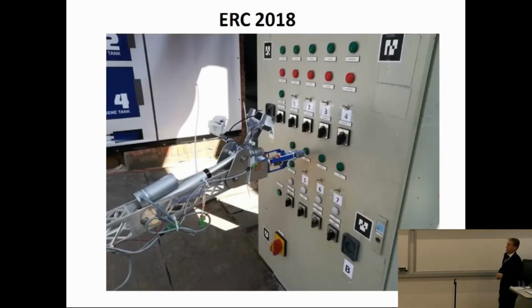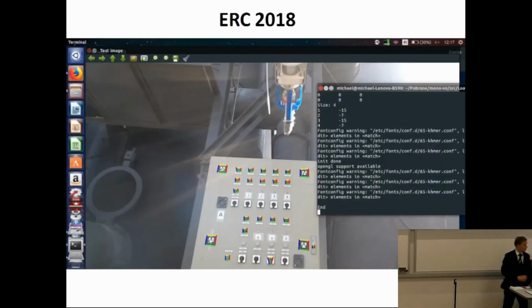And during European Rover Challenge 2018, our rover called Sirius had to manipulate a control panel, which was labeled with such markers, and from our onboard cameras, we were able to detect these markers, which could help us to orient our rover relative to this control panel.